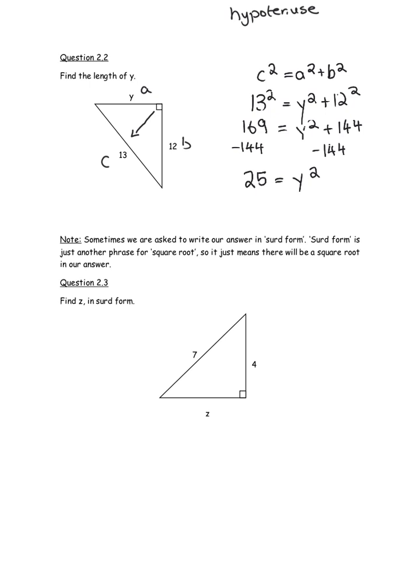Now we want y, we don't want y squared, so to get y we have to get the square root of 25, and y then is going to be 5 units.